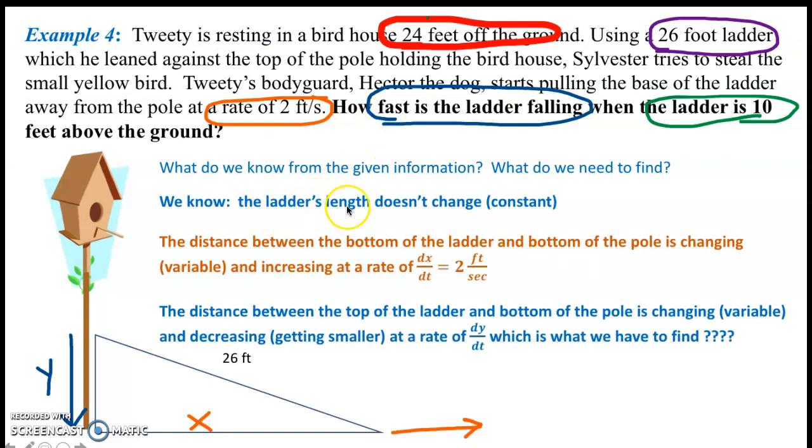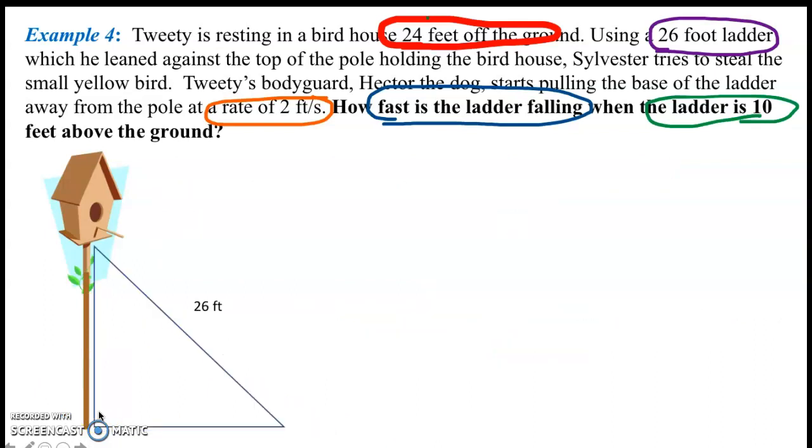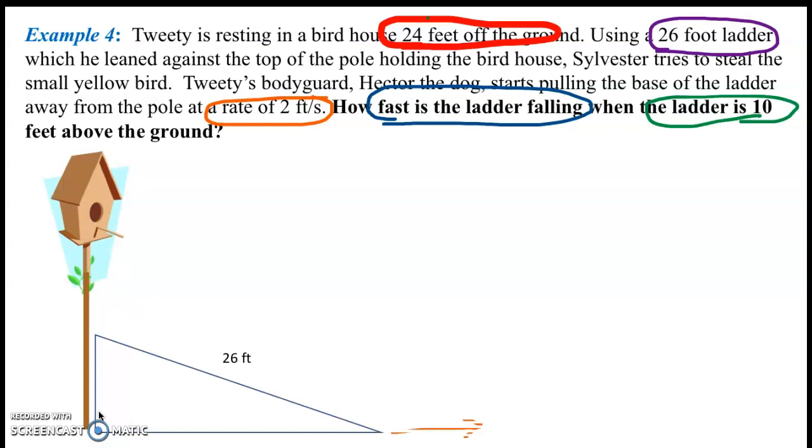Well, we know that the ladder's length does not change, so it's going to remain constant. The distance between the bottom of the ladder and the bottom of the pole, this distance x, is increasing. And they gave us that the horizontal distance is increasing by 2 feet per second. Now the distance between the top of the ladder and the bottom of the pole is also changing. We called that y. And we can see that it is decreasing. Let's go back and look at that. We can see that y is decreasing as x is increasing.